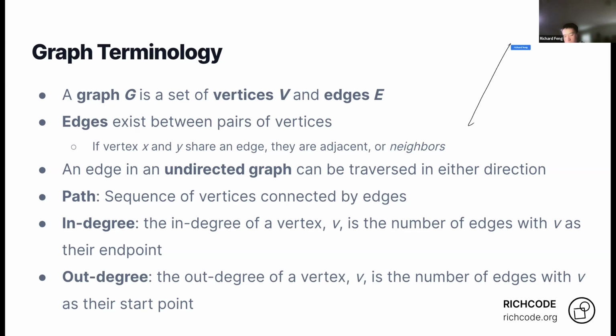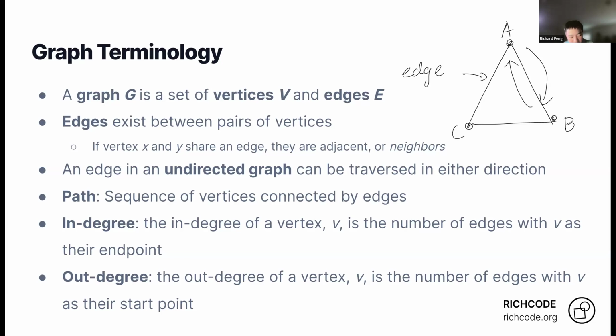So for example, we can draw a simple graph here and we can label the vertices. So A, B, and C are vertices, and this right here is an edge. An edge in an undirected graph can be traversed in either direction. That means we can go from A to B and B back to A. So if that is the case, then it is an undirected graph.